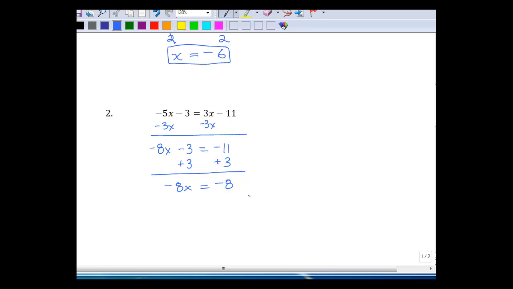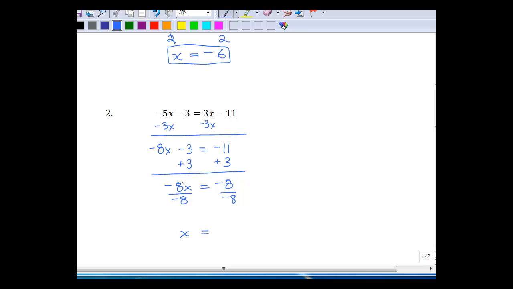The last step is to use multiplication or division to solve for x. This is negative 8 times x, and remember my goal is just to get x, which has a coefficient of positive 1 there. So to get rid of that negative 8 multiplier, I need to divide by negative 8.